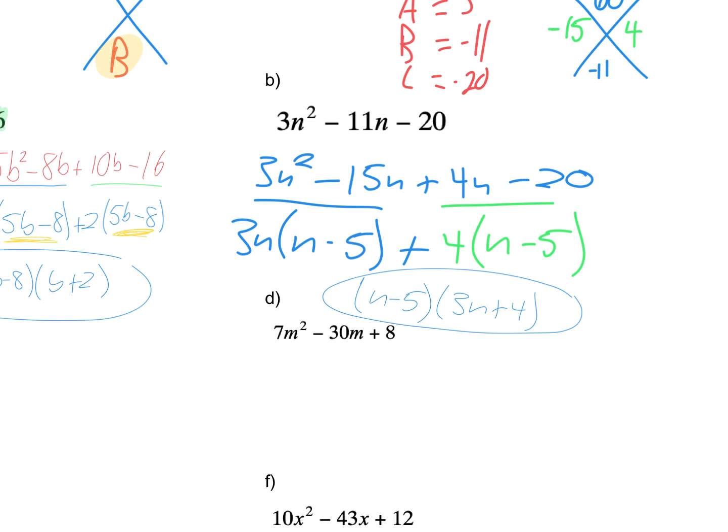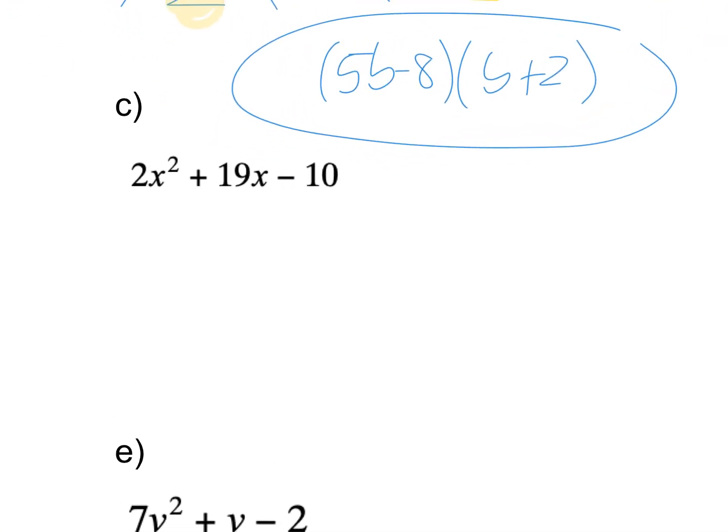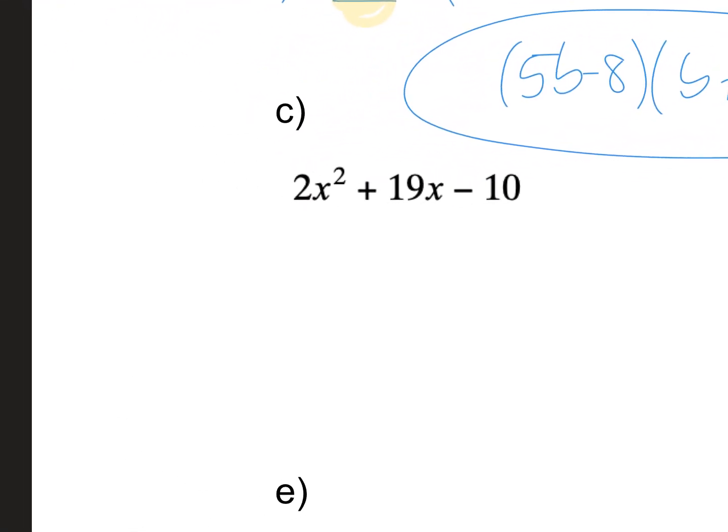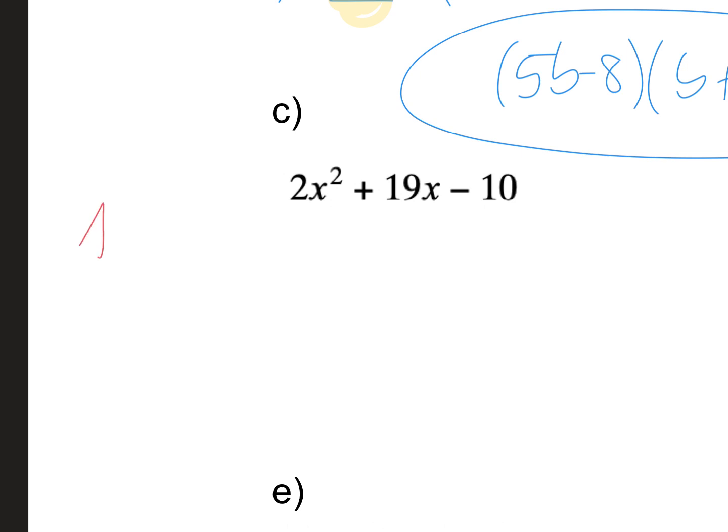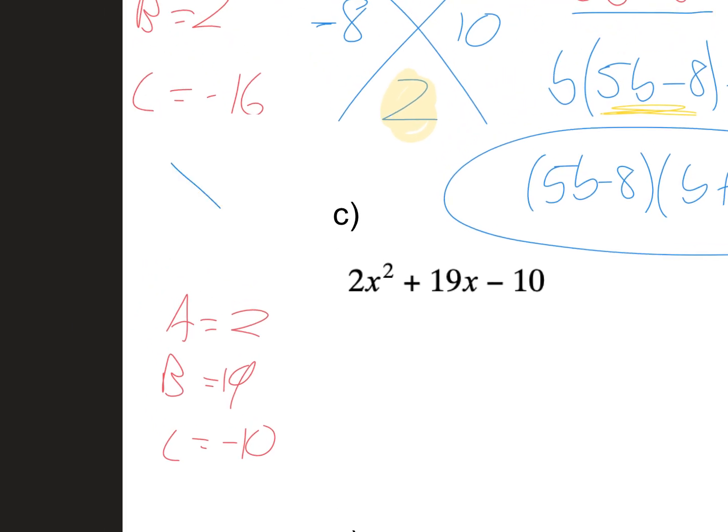All right, let's look at another one. Let's look at problem C. So first, let's list out our values. A equals 2, B is 19, and C is negative 10. If we want to do our product sum, I'm going to do it up here. Our two factors need to add together to give us 19. That's our B value. And they need to multiply together to give us A times C. So 2 times negative 10, use your calculator if you need to, that's negative 20.